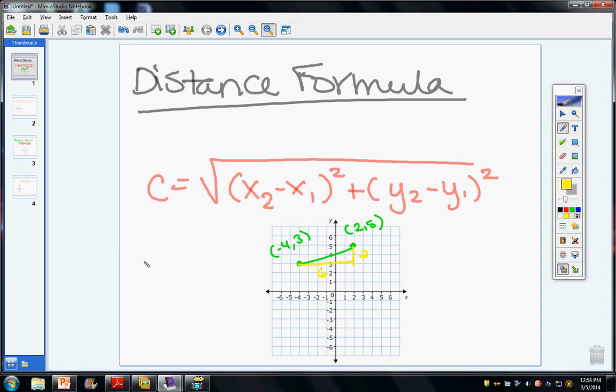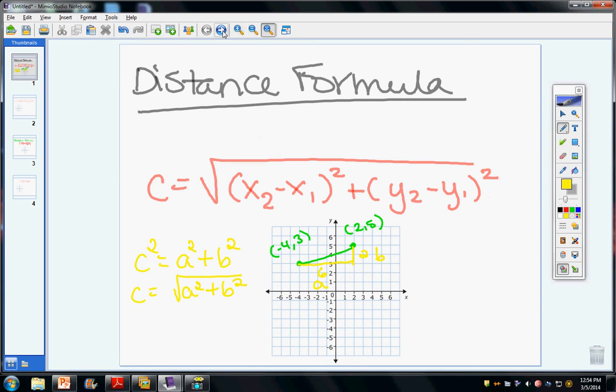This is saying that c squared is equal to a squared plus b squared. So c is equal to the square root of a squared plus b squared. Well, the way you find a is you find the difference of your x's, and the way you find b is the difference of your y's. So that's just a really quick explanation as to where the distance formula comes from, okay?